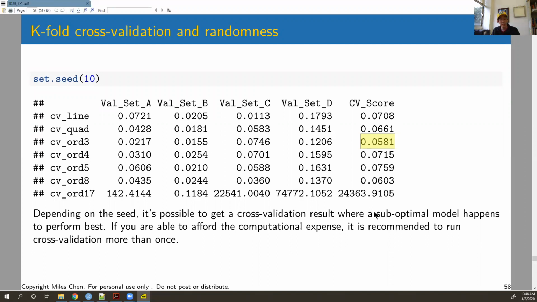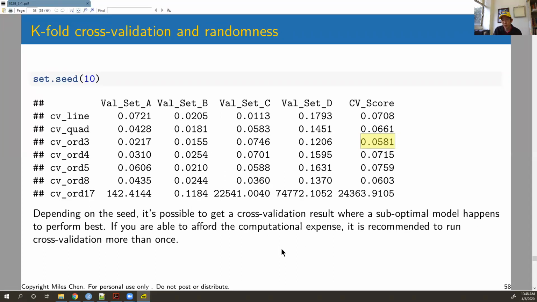And so it's possible to get a cross-validation result where a suboptimal model happens to perform best. And so if you're able to afford running the cross-validation multiple times, it's recommended that you do, just in case it tells you to pick a particular model, right?